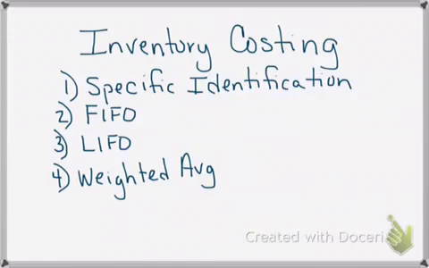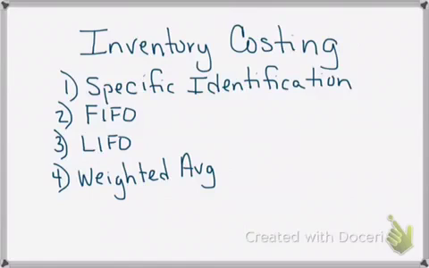So if we're on a car lot, we can use specific identification because we know which car we have purchased, how much we've purchased it for. We also then know how much we've actually sold that car for. So we can use specific identification with those big ticket items that we can actually break out and know what we are looking at.